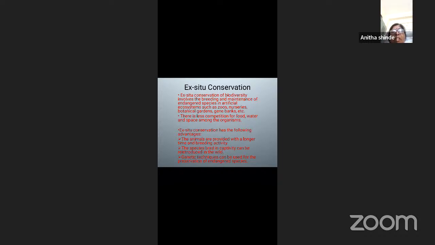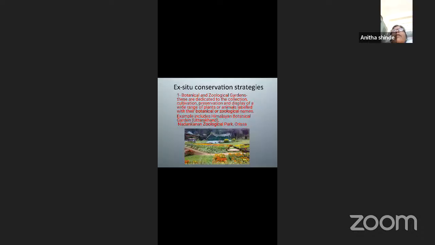Here, the animals are provided with longer time and breeding activity, so they can live for a longer duration and also go for longer breeding activity. The species bred in captivity can be reintroduced in the wild, and later on genetic techniques can also be used for the preservation of the endangered species. So that is an advantage when compared to in situ conservation. But of course, when you talk about cost, it is more when compared to in situ. So here the ex situ conservation strategies are botanical gardens and zoological gardens.